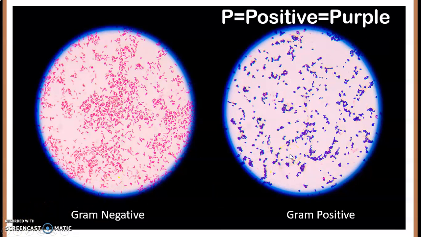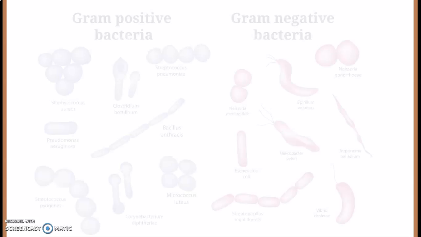One can remember the simple thing like P for positive and P for purple. Gram positives actually stain purple in the Gram staining. So this is a trick to remember: P for positive, P for purple.